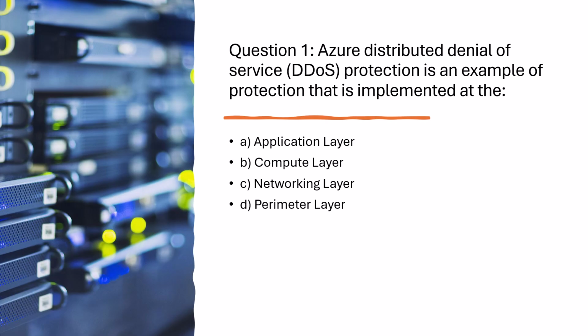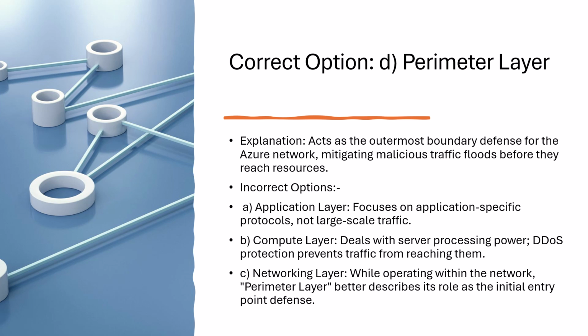Question 1. Azure Distributed Denial of Service, DDoS, Protection is an example of protection that is implemented at the A. Application layer, B. Compute layer, C. Networking layer, D. Perimeter layer. The correct answer is D. Perimeter layer. Let's understand why.